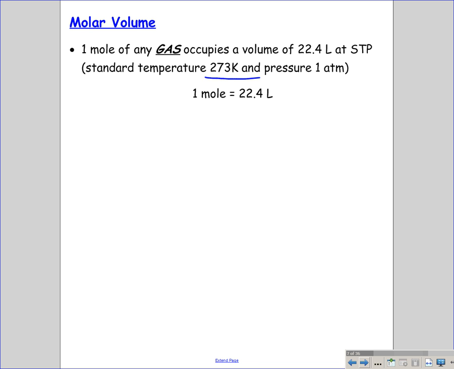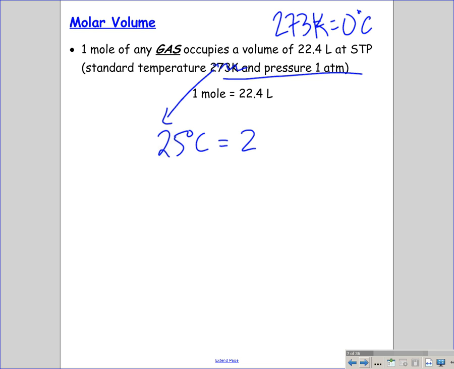Oh, the one thing I didn't show you was standard temperature. 25 degrees C is standard temperature, which is what in Kelvin? We talked about Kelvin way back. 273 is equal to 0 degrees Celsius. So what's 25 degrees Celsius in Kelvin? 298 Kelvin. Okay, so anytime we're talking about molar volume, we're talking about standard temperature and pressure.